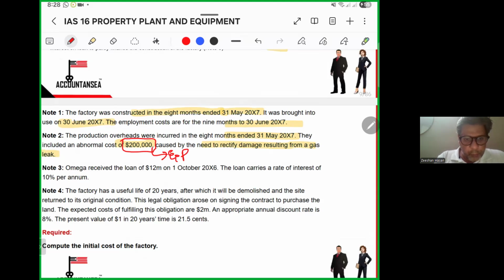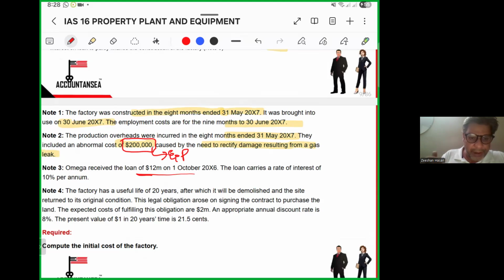Omega received the loan of 2 million on 1st October 2006. The loan carries a rate of interest of 10% per annum. We are not sure by this note whether it is specific to the asset or not. If it is specific to the asset, then it will be capitalized, and if not, it will be expensed.